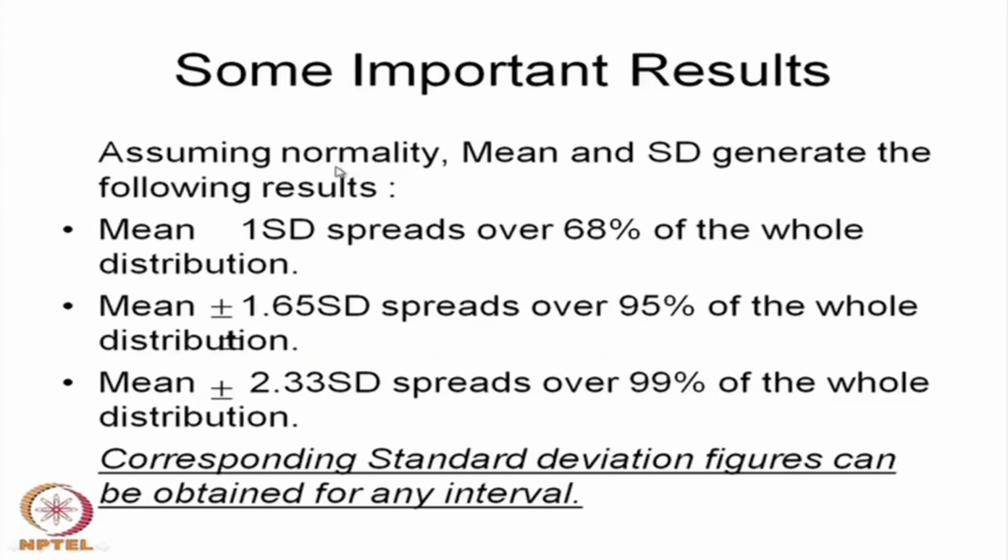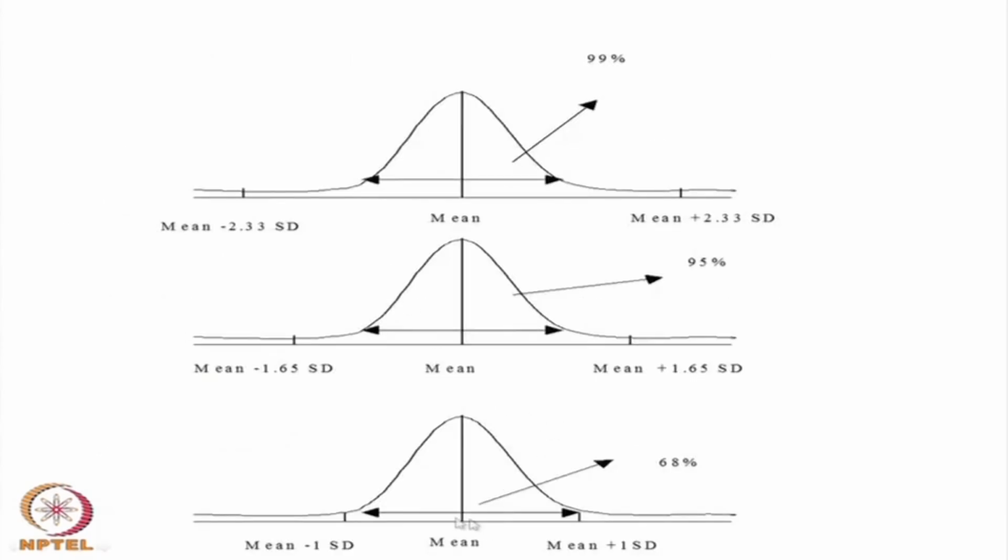Now, some important results here, assuming normality, mean and standard deviation generate the following result. So, the mean is spread across 1 standard deviation on two sides. What does it mean? We have discussed earlier that 1 standard deviation to the left and 1 standard deviation to the right of the mean cover 68% of the curve area, with 68% confidence that history may repeat, the same volatility will continue in the near future.